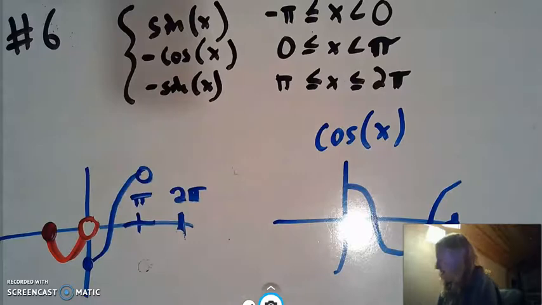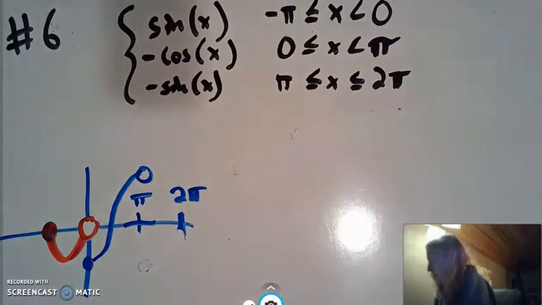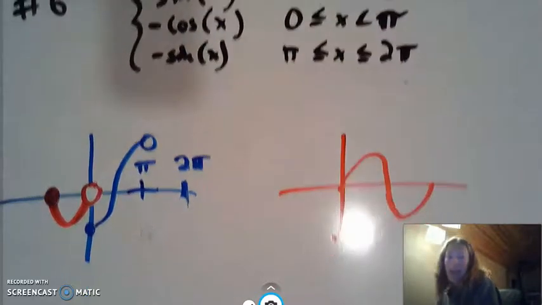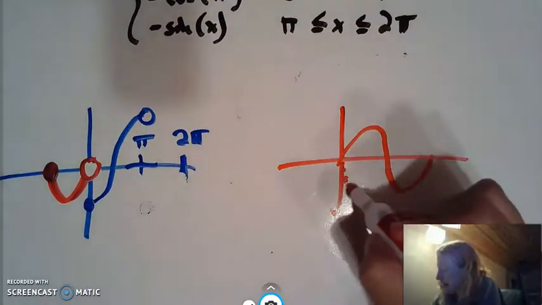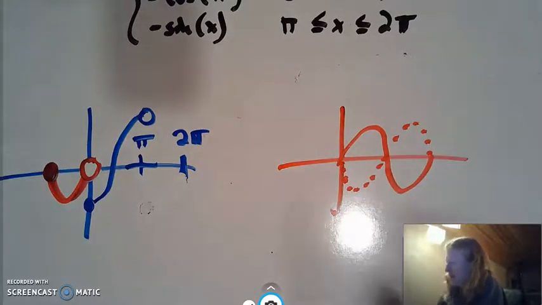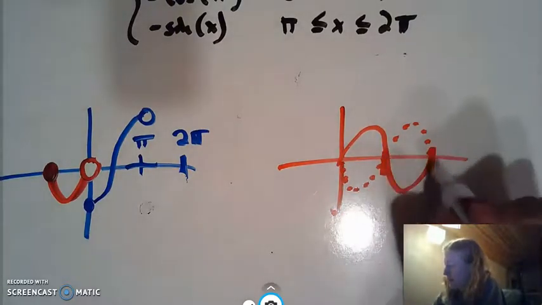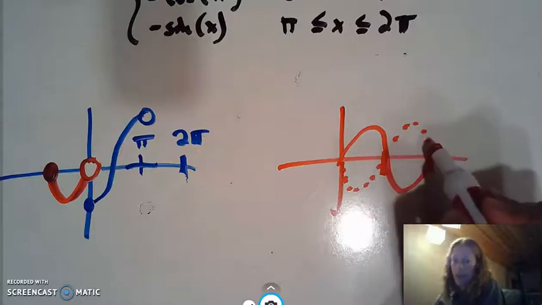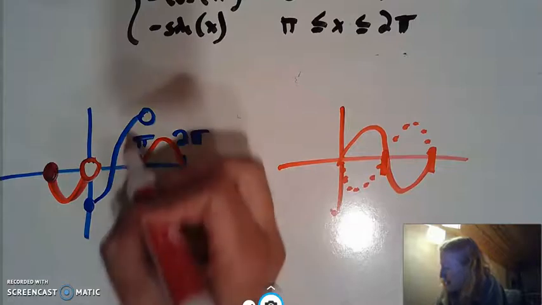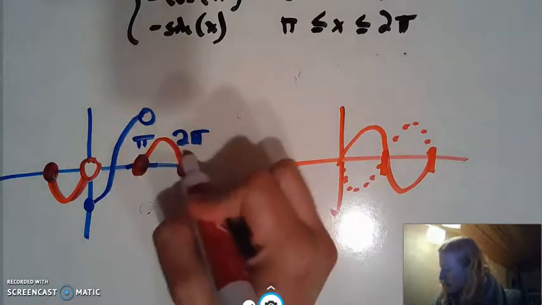Our last bit is negative sine of x. Let's relook at sine really quick. Sine went like this. But negative sine is going to go down, come up, and then up, come down. And we want that between pi and 2 pi. So it's just this little hump there. We're going to go like that. And it's an or equal to there, and it's an or equal to there.